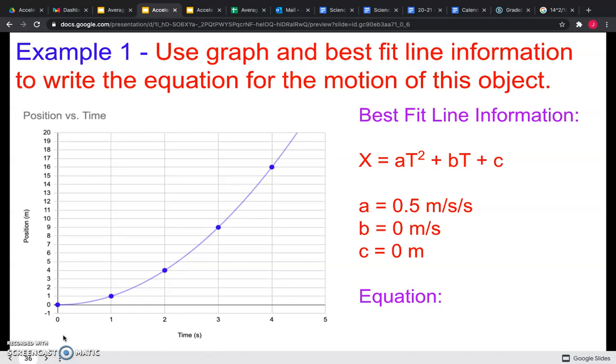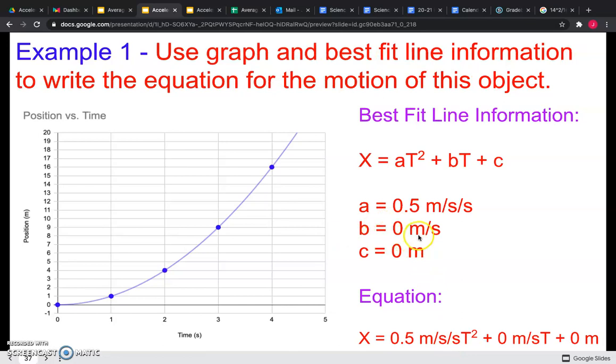Okay, so in this first example, we're going to use the graph and the best fit line information to write an equation for the motion of this object. So let's say this is your graph. This would be the equation x equals at squared plus bt plus c. And then they would give you something like a equals 0.5 meters per second, b equals 0 meters per second, c equals 0 meters. So we're going to take this information and write it into an equation. We're going to start off the same way, x equals, and then instead of a, I've put in 0.5 meters per second, right down here.